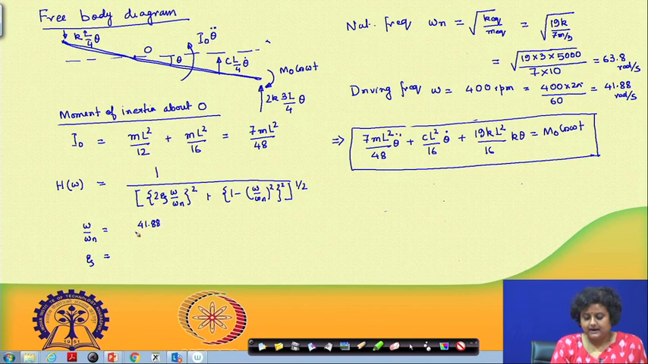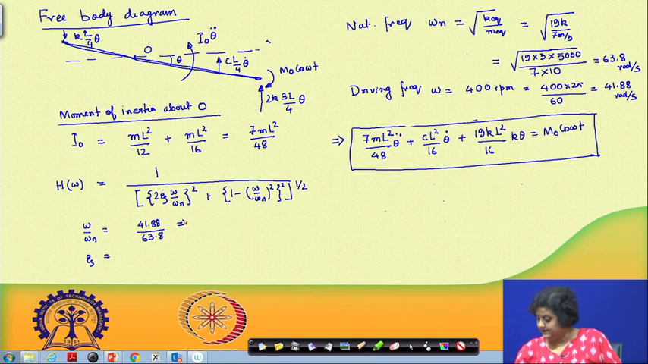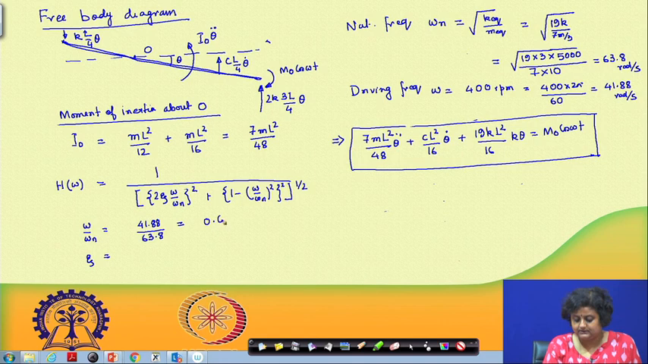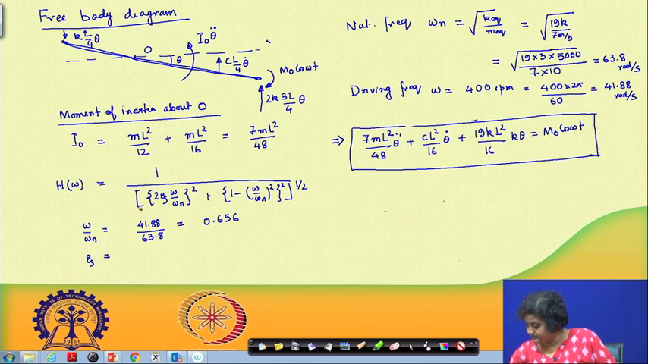So, therefore, omega by omega n is going to be 41.88 by 63.8, which I had evaluated, and that is equal to 0.656. So, this is going to be 0.656.